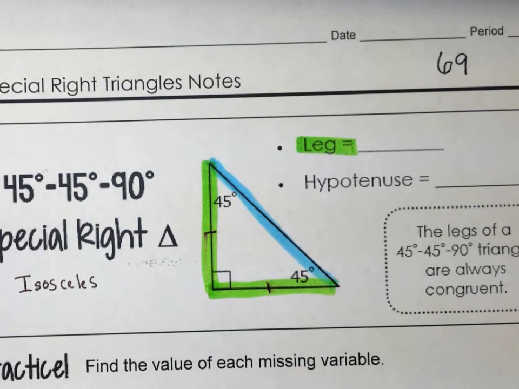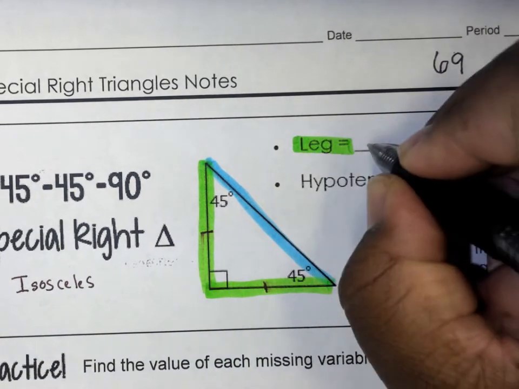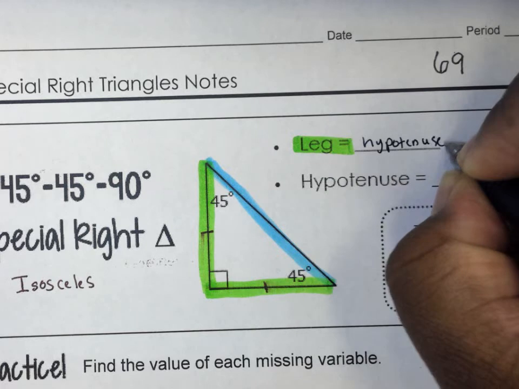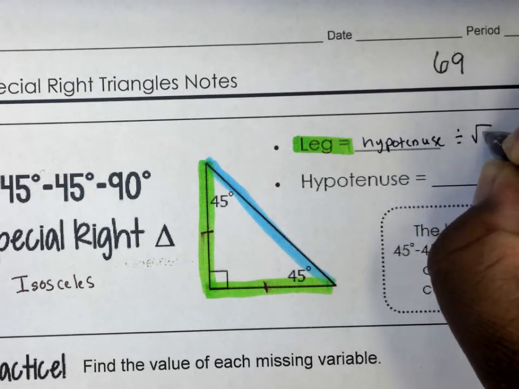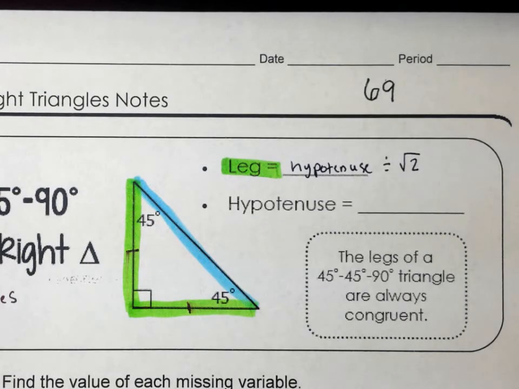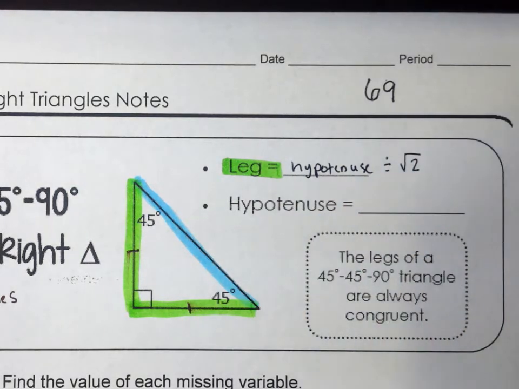My leg would equal my hypotenuse divided by square root of 2. If I didn't know what my leg was, but I had the hypotenuse of the triangle, I would do my hypotenuse divided by square root 2, and that would tell me what my leg is. And vice versa.